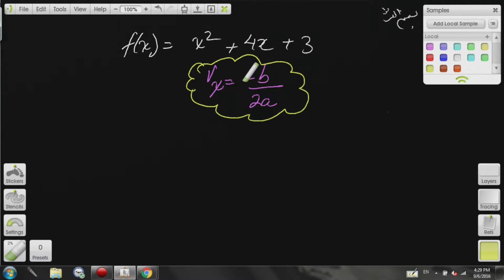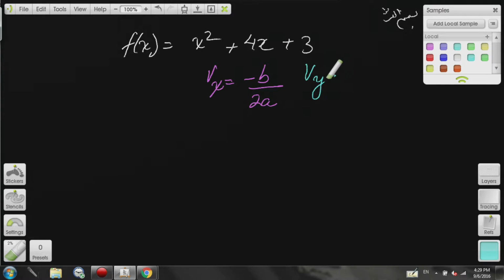Now this formula gives you how to find the vx value. To draw the parabola, you need to know where the vertex is, okay? You need to know the vertex. The way you find the vertex is first you find vx. And once you find the vx, you can find vy. How? Because once you know the x value of the function, you can substitute the x value into the function and get the corresponding y value.